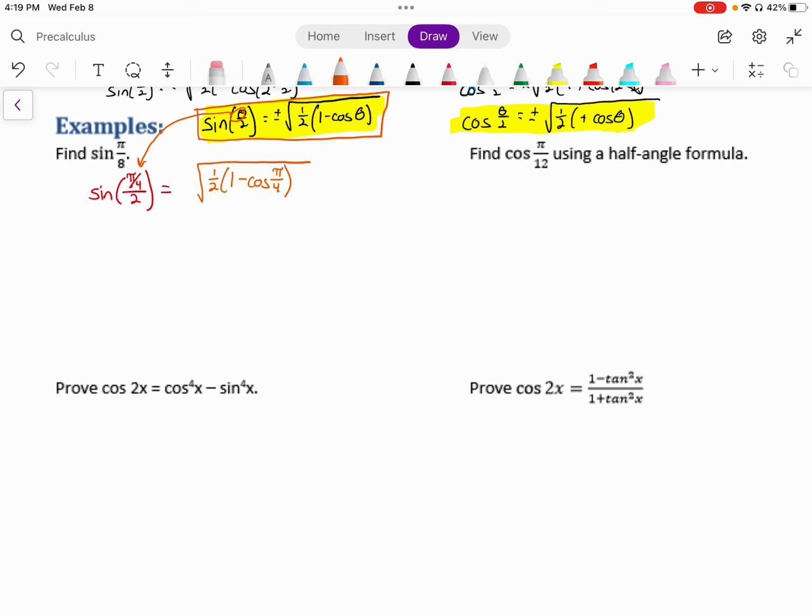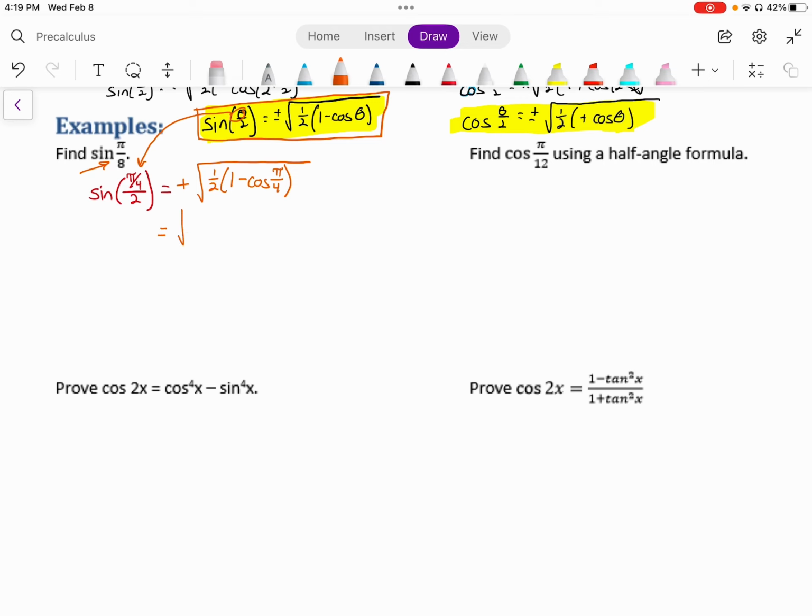Well, what sign goes out here? Is it plus or minus? Well, we look at sine of pi over 8, that is in the first quadrant, and sine is positive in the first quadrant. So we know this is positive. You actually don't have to put the positive, but just to remind myself that I did already think through that. And now we just simplify.